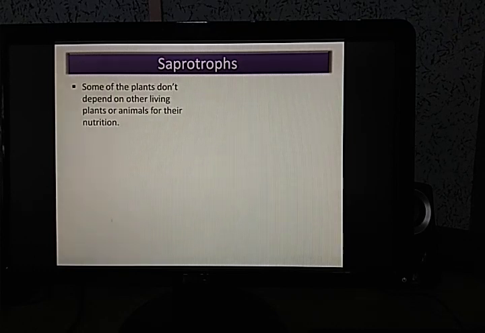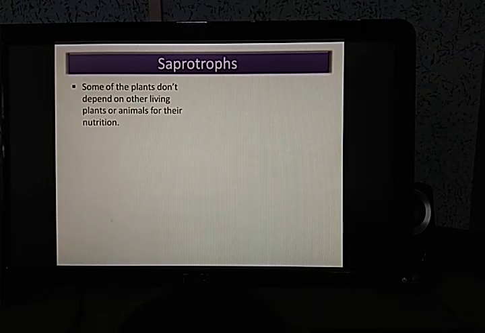We know there are two modes of nutrition that we have discussed in the earlier classes, that is the autotrophic and the heterotrophic mode of nutrition. Now we know plants are generally autotrophic in nature, but some plants are also heterotrophic in nature, that is, dependent on other plants and animals. But there are also some plants, or we may say organisms, which are dependent on plants and animals, but which are not living, they are dead.